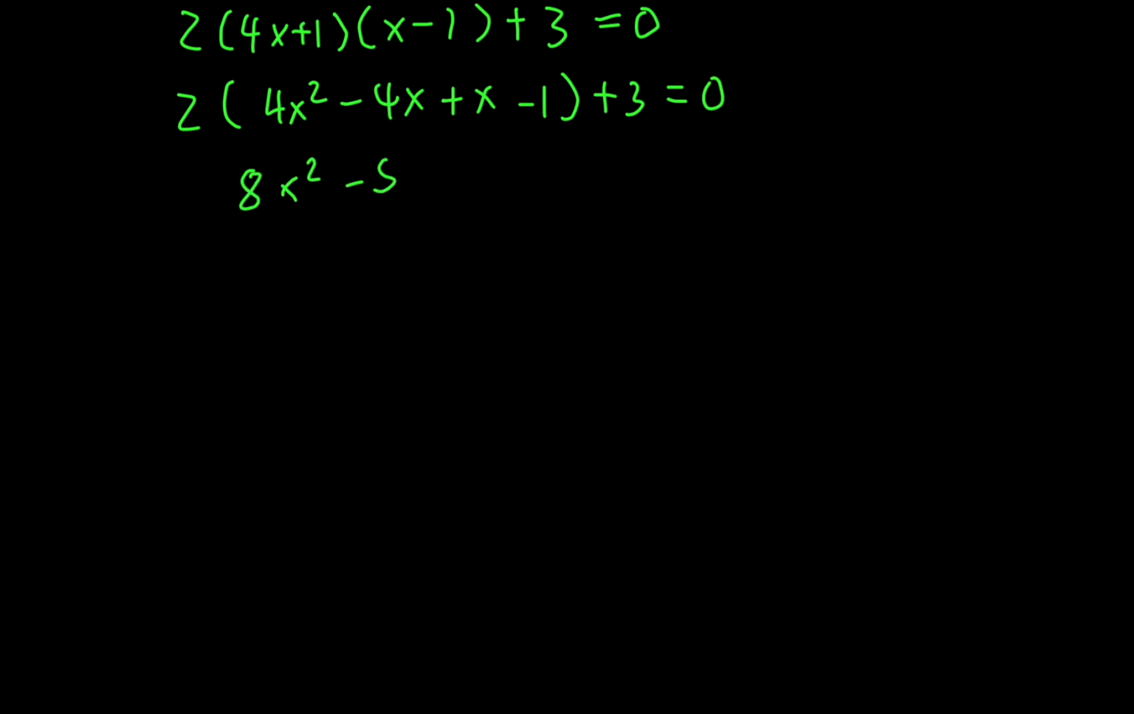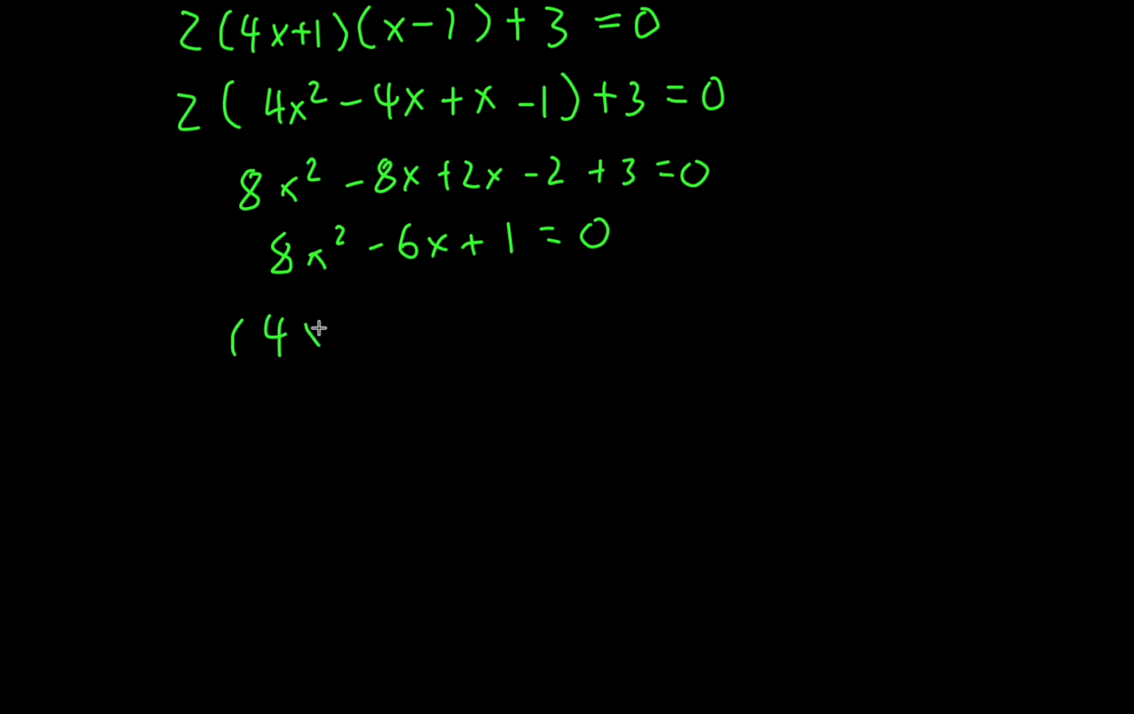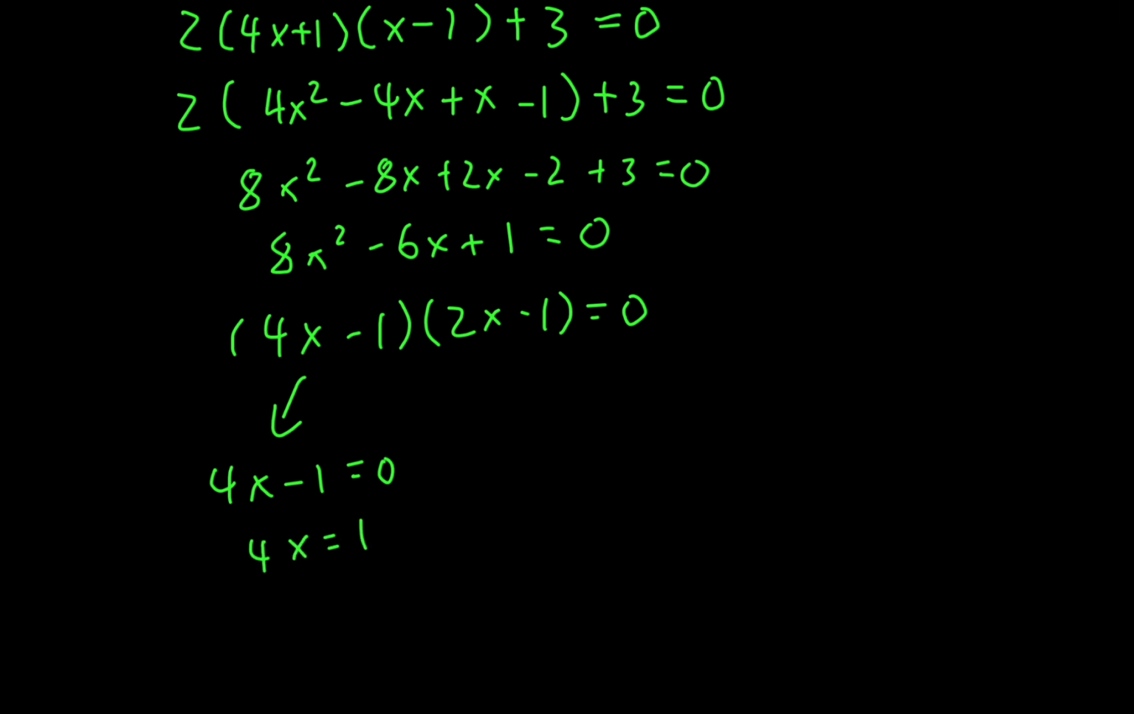8x squared minus 8x plus 2x minus 2 plus 3 equals 0. I'm going to then collect my like terms, and I can factor this. So the factoring for this is going to be 4x minus 1 times 2x minus 1 equals 0. And again, I'm going to set both my brackets equal to 0 and solve for x. So x equals 1 over 4, or x equals 1 over 2.